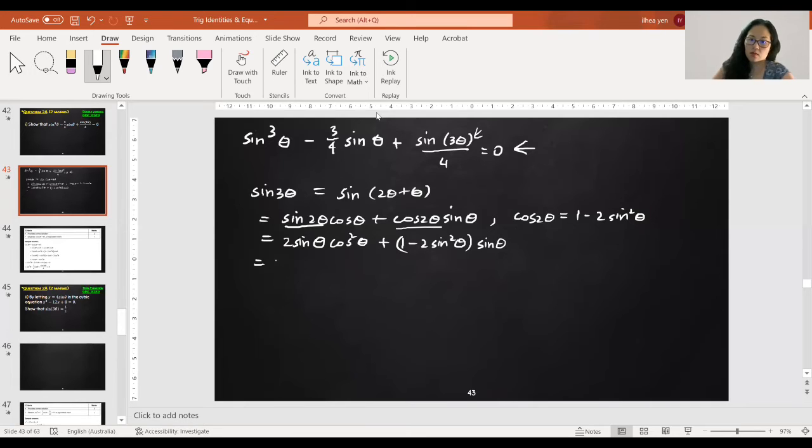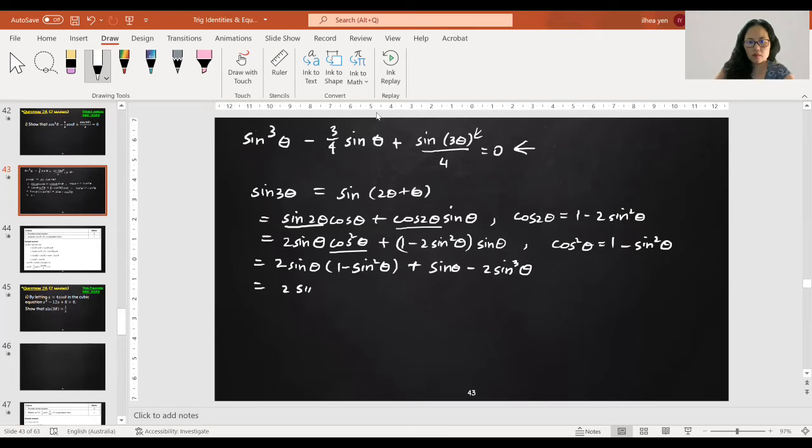And also, while we're doing it, we can change cos²θ to 1 minus sin²θ. So I'll go 2 sin θ times (1 minus sin²θ). This way, everything will be in terms of sine. So I'm going to just expand this one. Minus, don't forget the 2. Now let's have a look. Minus 4 sin³θ plus 3 sin θ. That was 4 sin 3θ.